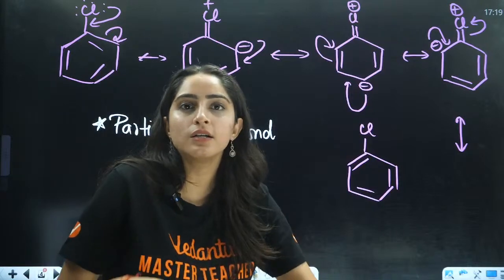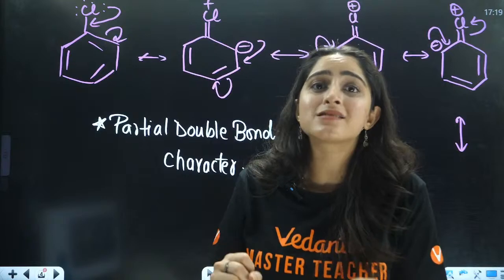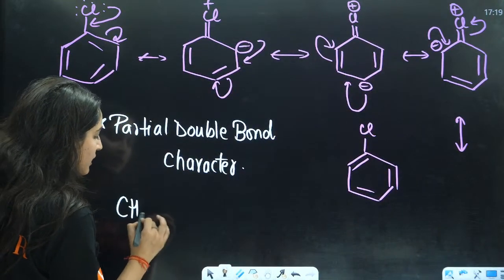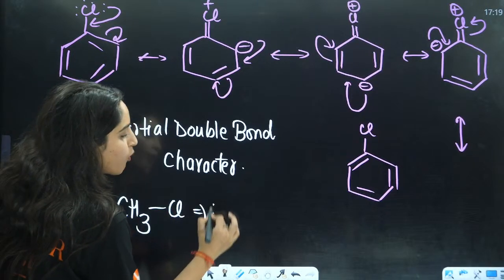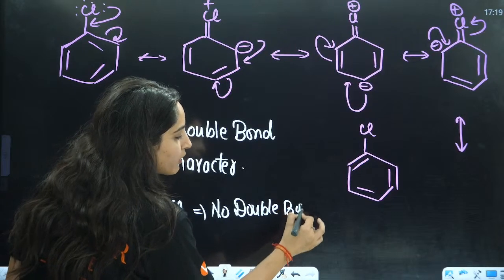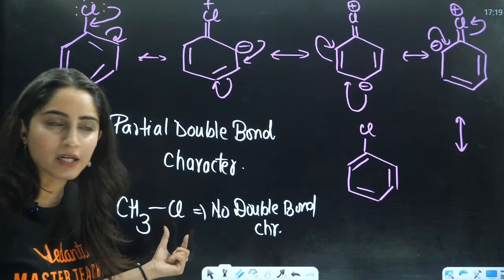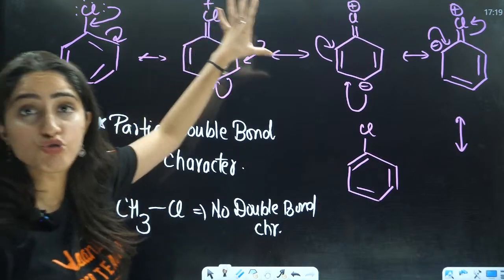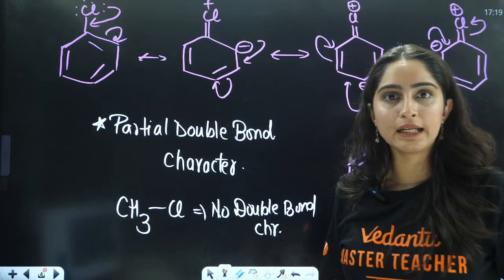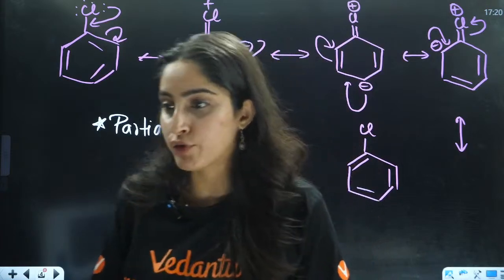So if it has a double bond character, that means the C-Cl bond is stronger as compared to a situation of CH3Cl where there is no double bond character, and because of this this C-Cl bond is weaker and this C-Cl bond is stronger. That is why it is difficult to break this bond, right? That is why we have to give it high pressure and high temperature, right?